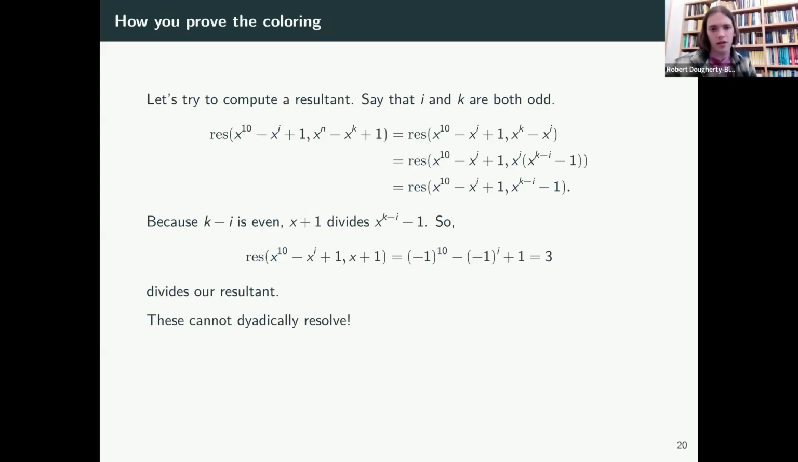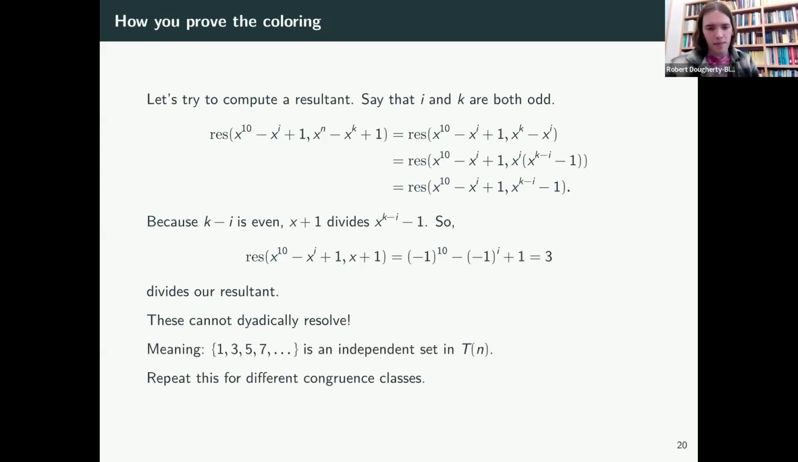And if you reason through this argument a little bit, what that means is that the odd numbers form an independent set in the graph. And how the general proof works to get the full result is you basically repeat this argument, but for different congruence classes. You want k minus i to be even, maybe you want it to be divisible by 4, by 8, something like that. And if you do this for enough congruence classes, you're able to partition the graph into colors, and you can count how many there are, and it turns out to be the right number.